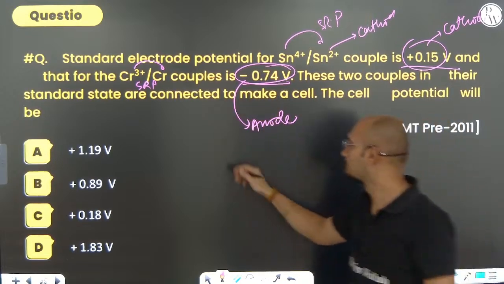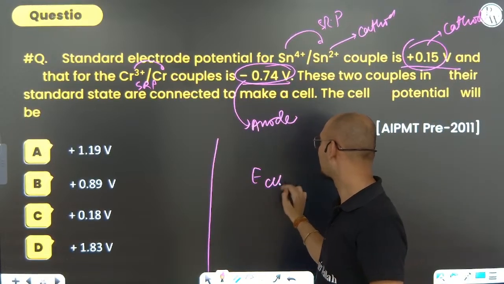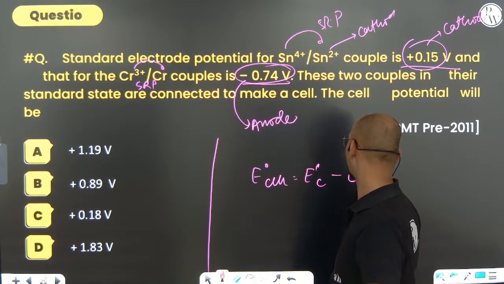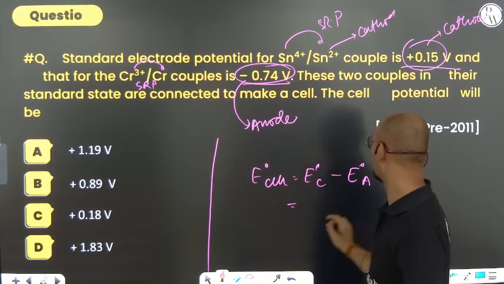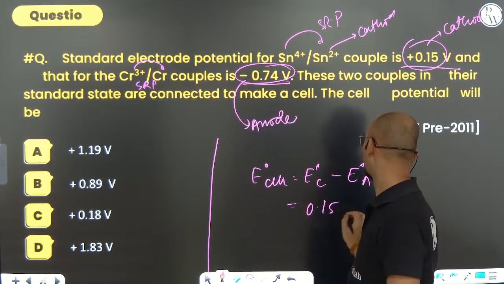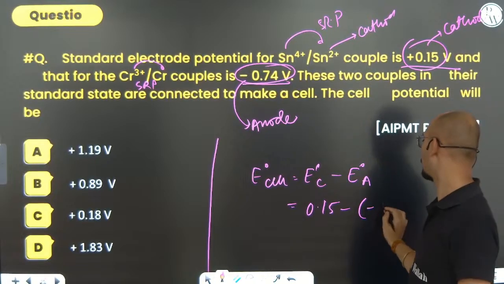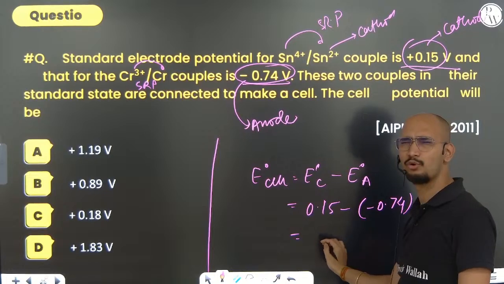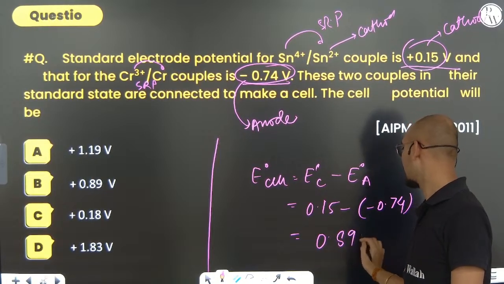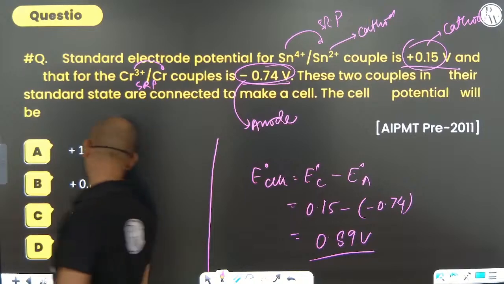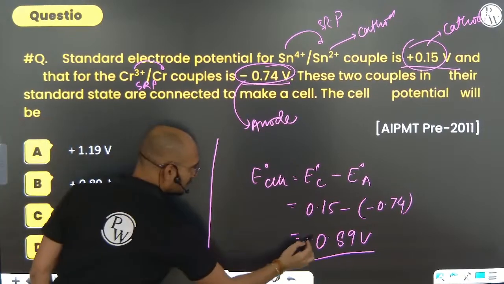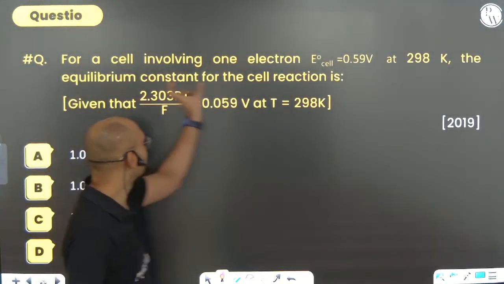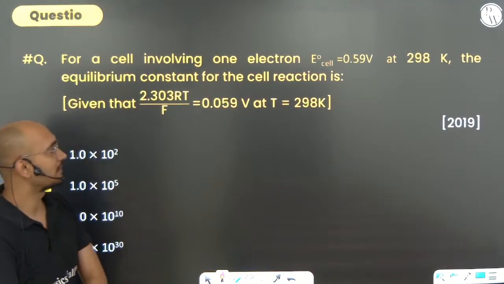I hope you understand it. So what is the E cell value? E naught cell equals E naught of cathode minus E naught of anode. For the cathode, what is the SRP value? 0.15 minus, for the anode, 0 minus 0.74. It is how much? Minus minus plus, so 0.89 volt. Is that positive or negative? Of course it is positive. So plus 0.89.